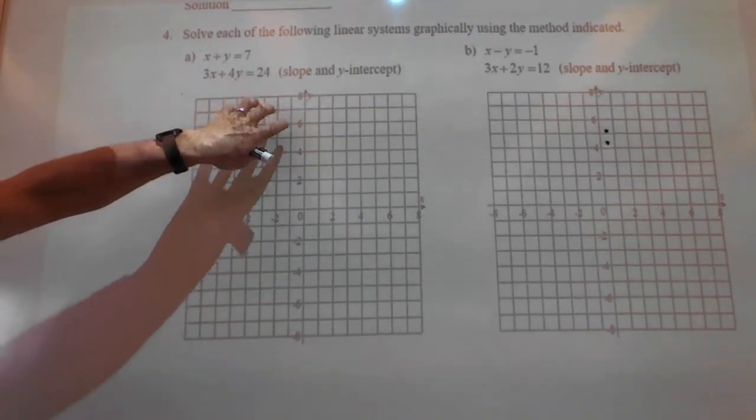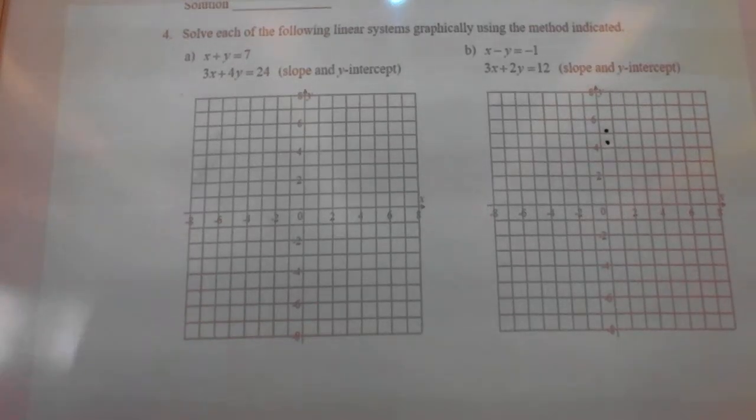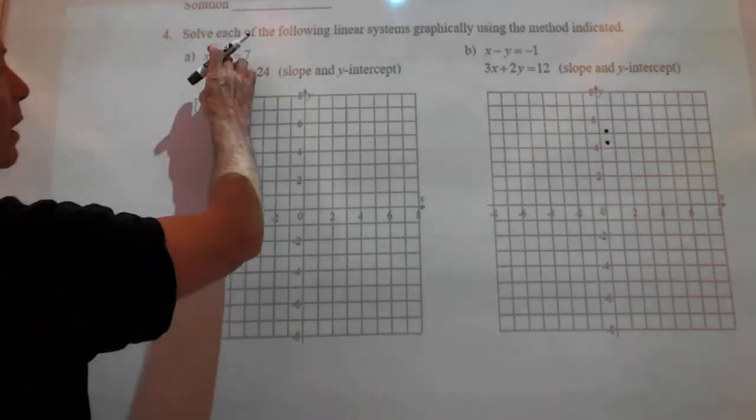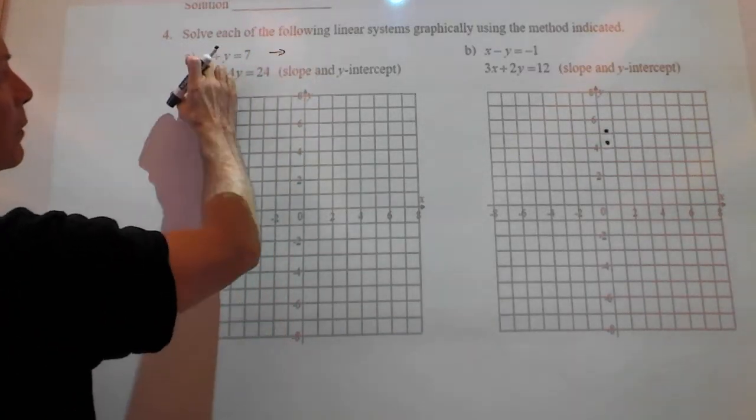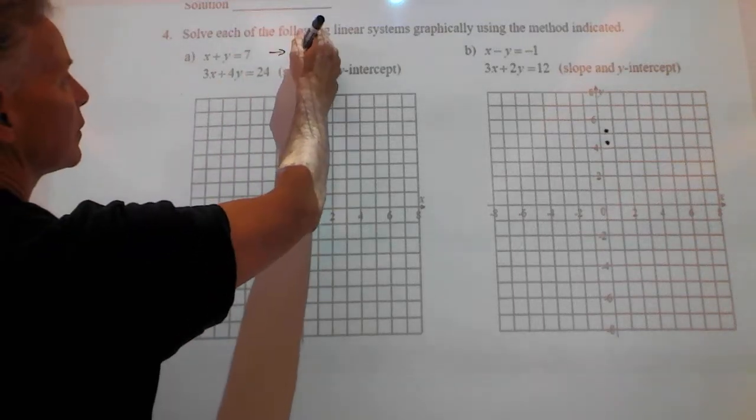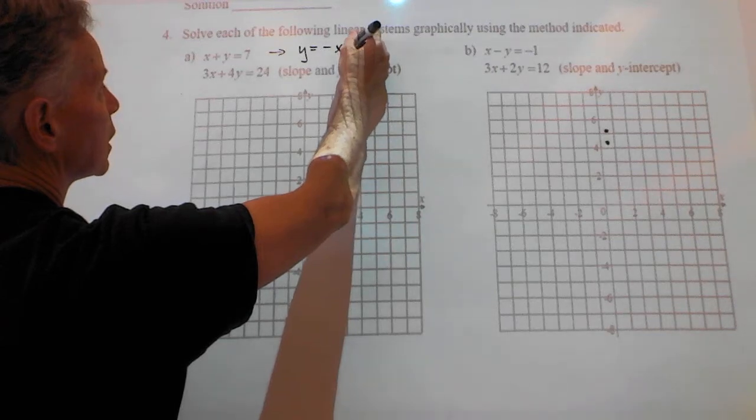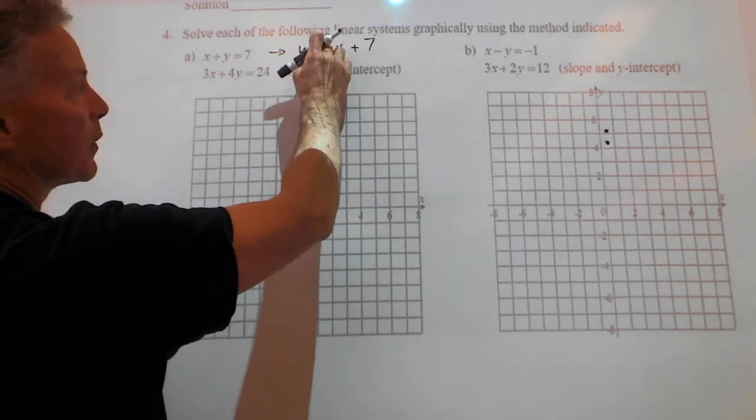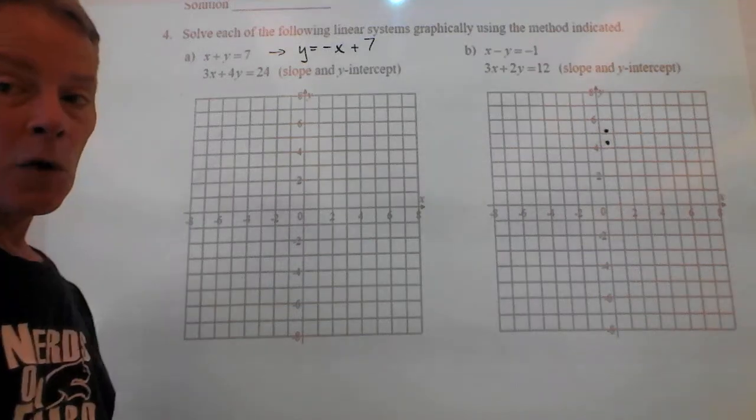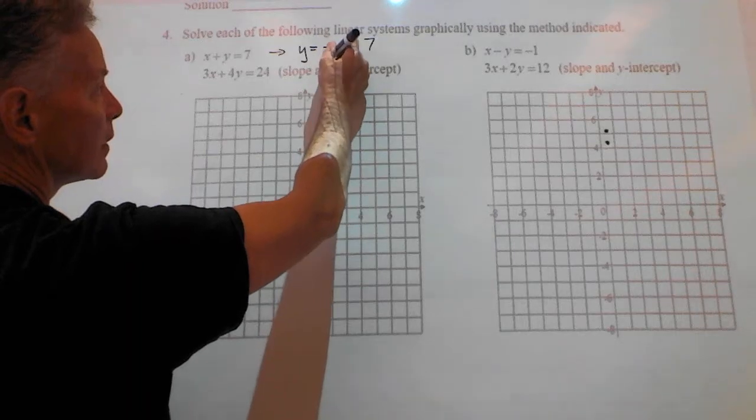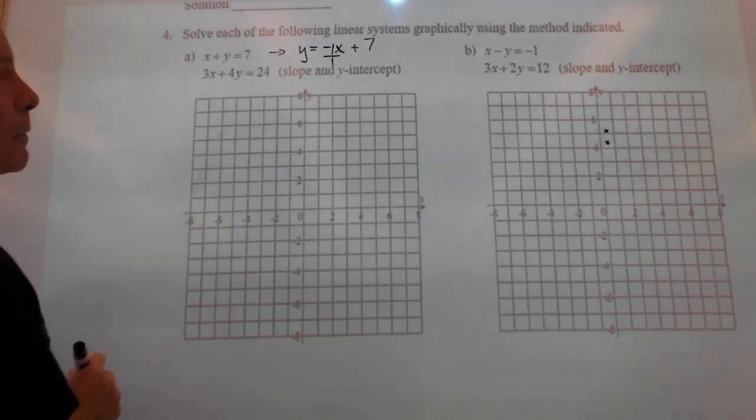Okay, so for A, they're asking us to use the slope and y-intercept to graph these two lines. So again, remember you have to put them into y equals mx plus b, or slope-intercept form. The slope-intercept form for this one, remember we would just subtract x from both sides. That would give us y equals -x plus 7. Now remember, that negative is really a -1. And since we like to write these things as a fraction, I'm going to write it as -1/1.